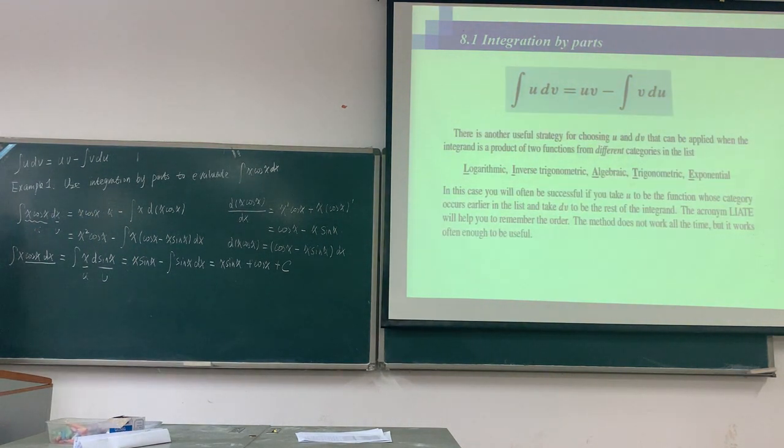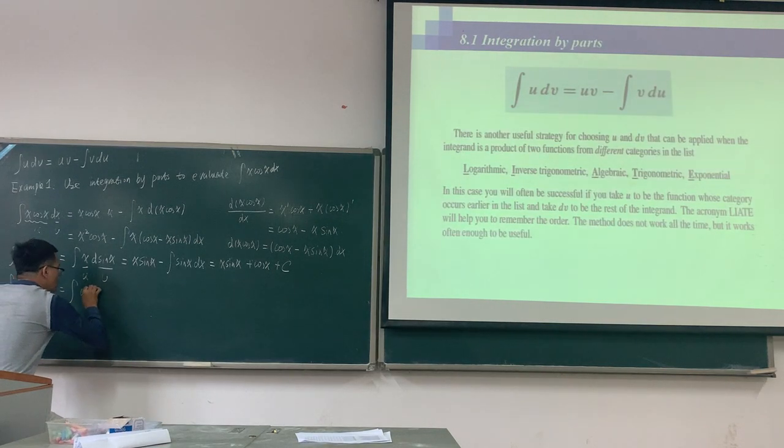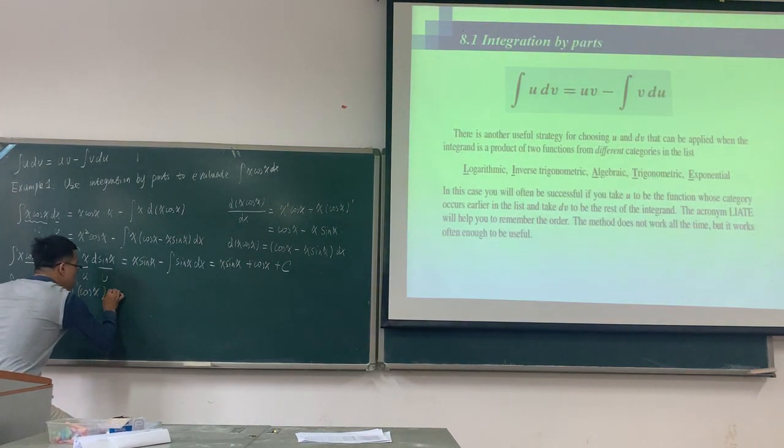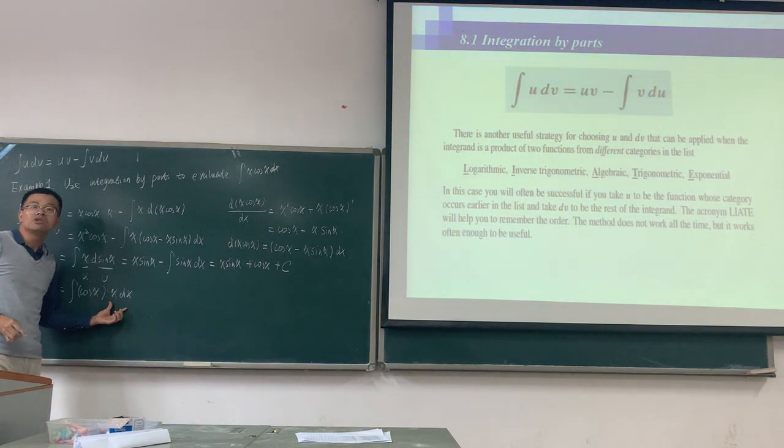So actually we have another choice. For example, here is x cosine x dx. So actually we can let x times dx. So here actually this is equal to cosine x times x dx.